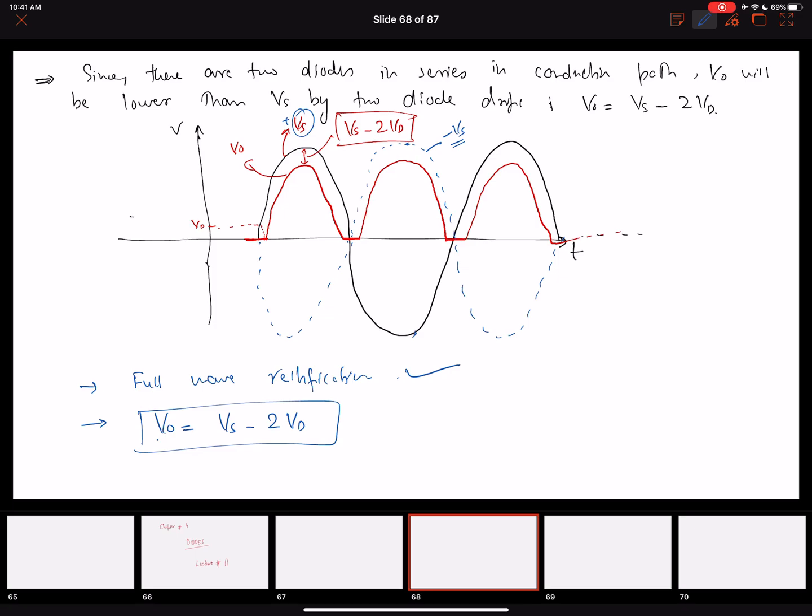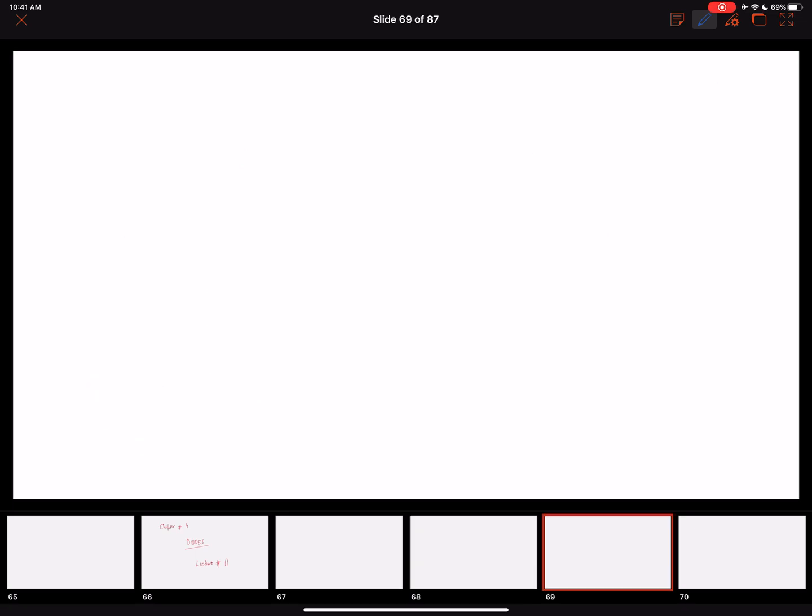Okay, great. So there's one more thing that we need to do for this transformer before we move to the next topic, and that is we need to determine the PIV value. PIV determination. All right. So let's determine the PIV of the bridge rectifier circuit. So I'm gonna go back here.